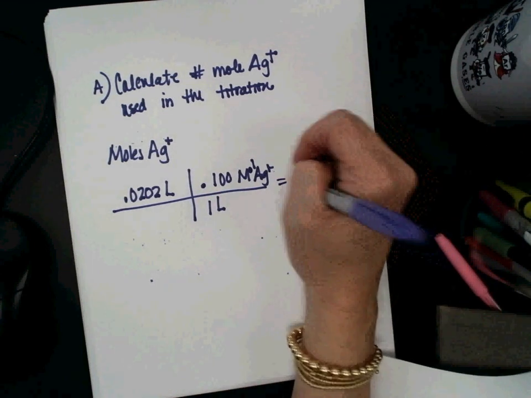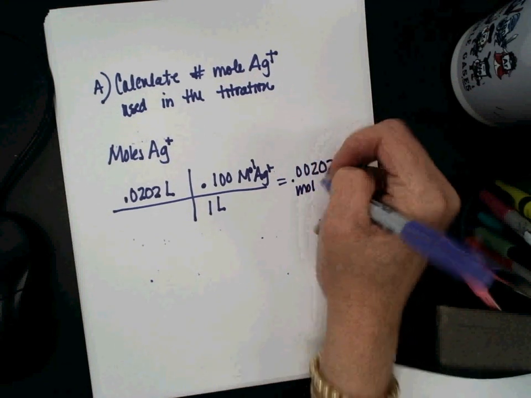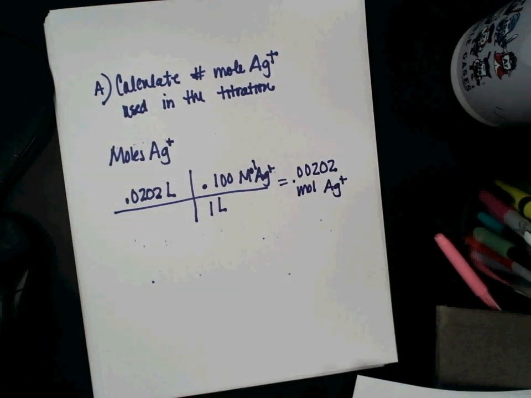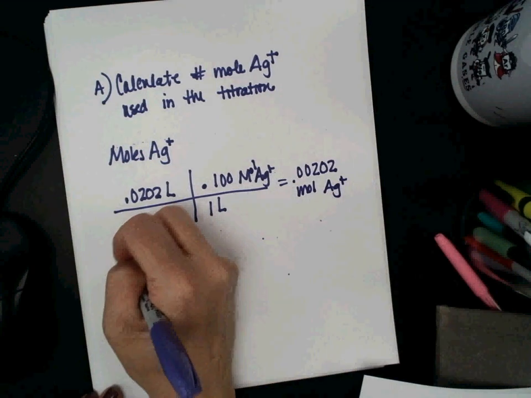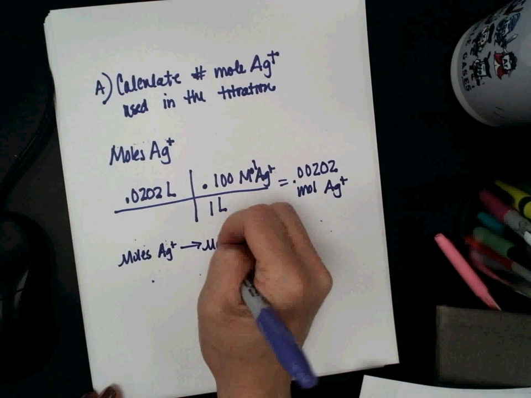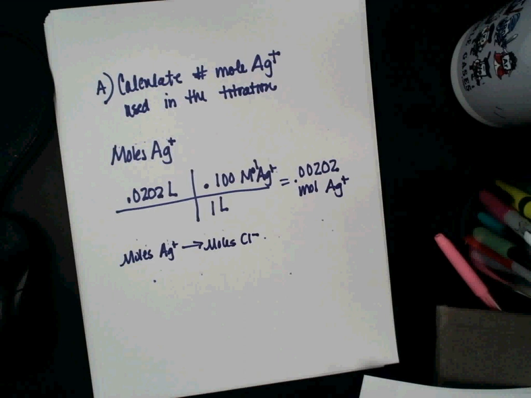So I end up with 0.00202 mole Ag ions. Okay, so now I know something that I can actually use. I'm going to use my moles of Ag plus to get to my moles of Cl minus. So you do that. Do that step and see what you get.